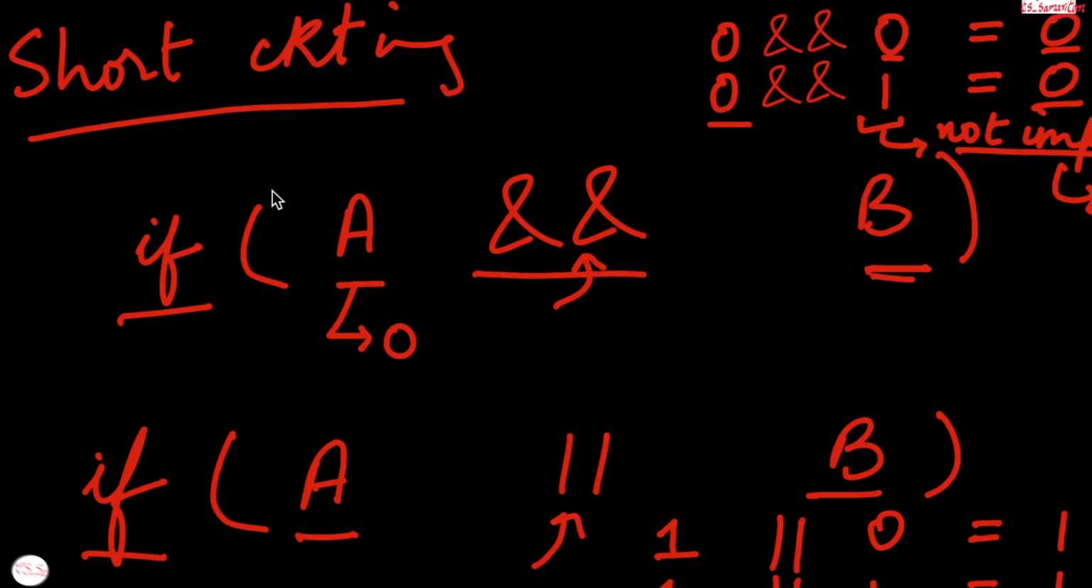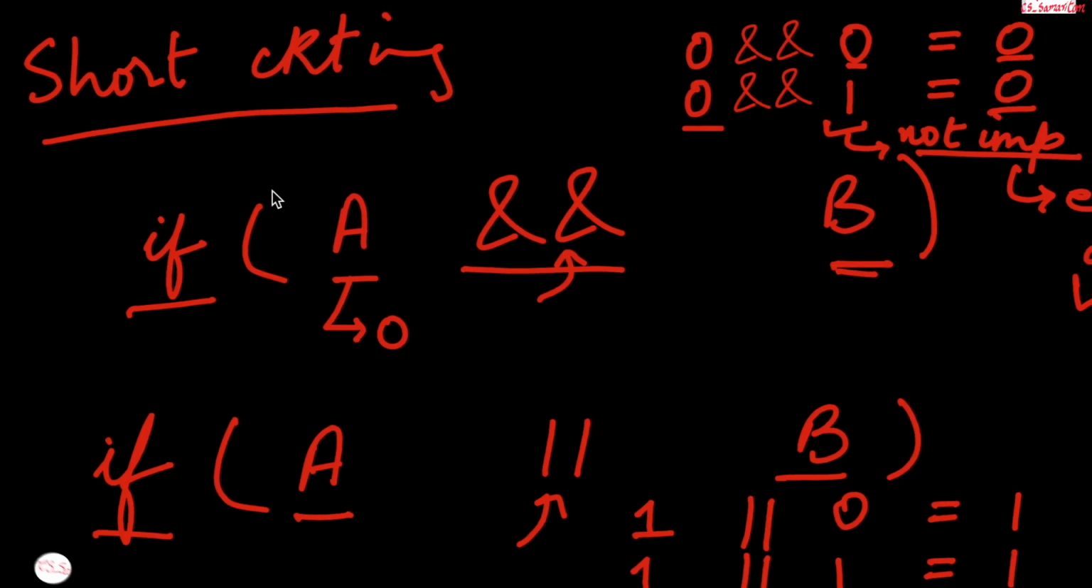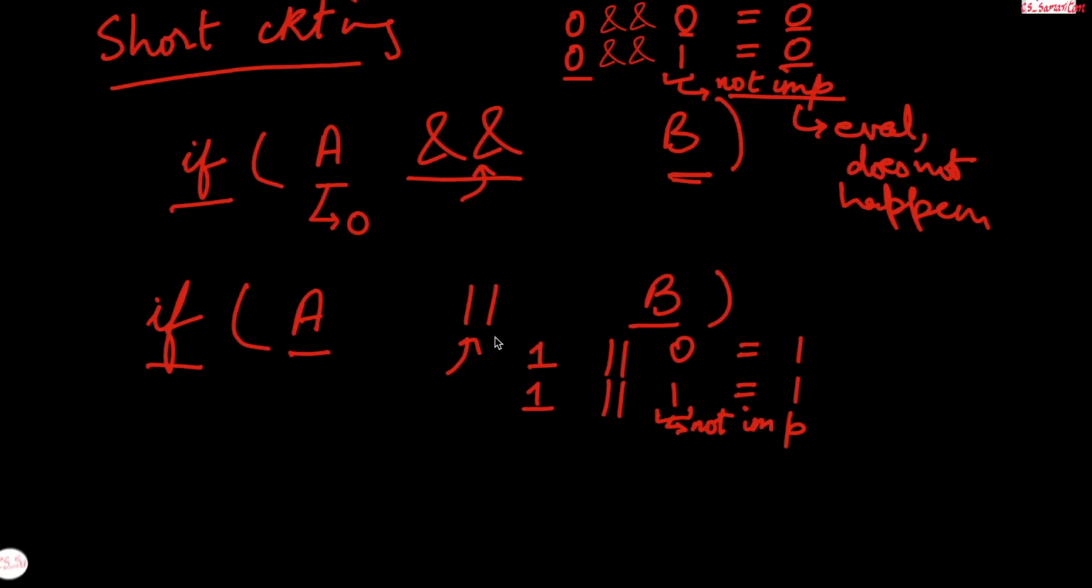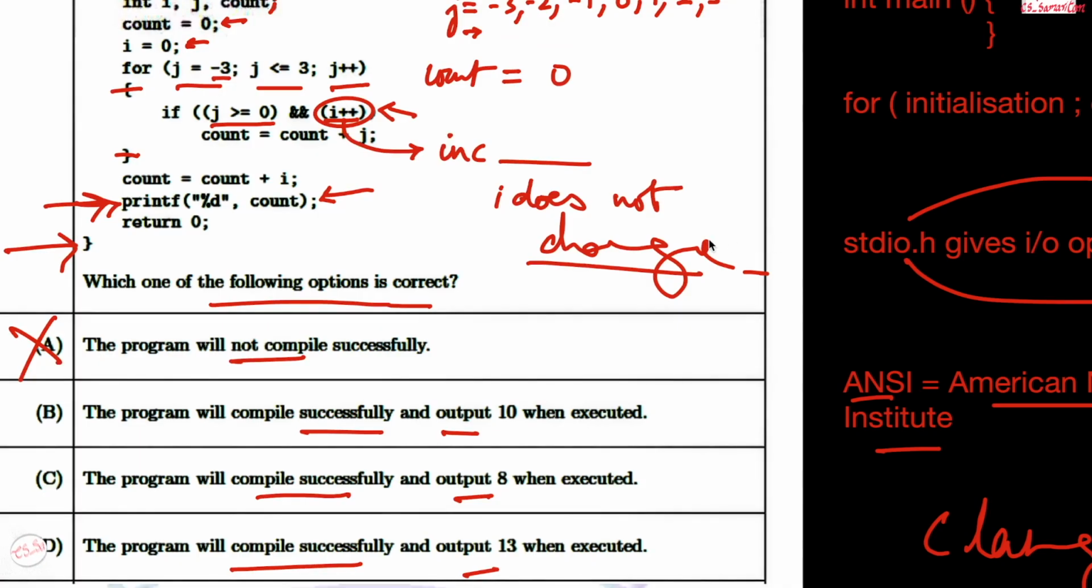Now, I must complete the concept that I was teaching. If this were OR over here and the first condition is 1, and the logical operator is OR, in this situation the second one does not become important, because 1 or 0 is 1, or 1 or 1 is 1, right? So in this case also the evaluation does not happen. Once that part is very clear, now let's get back to this.